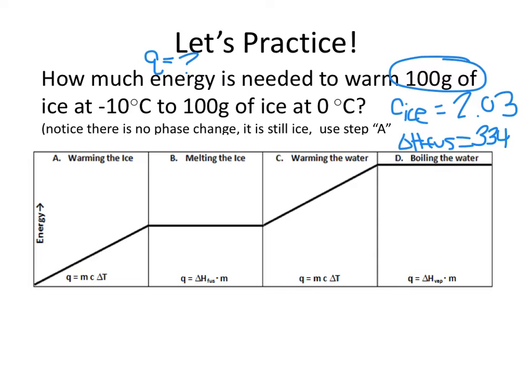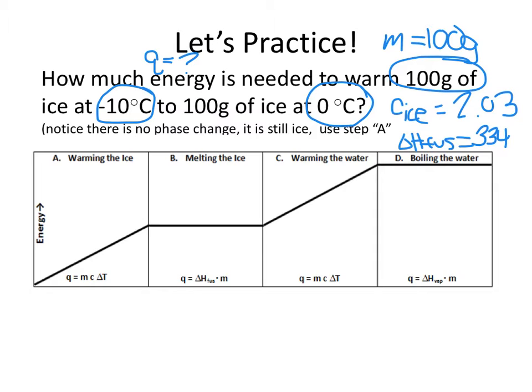So first of all, you've got 100 grams of ice. So that is our mass. Now that mass will stay constant the whole time. So whenever we get equations with M, we know we can plug in 100. That will be nice. Now, we want to warm the ice that's at negative 10 degrees Celsius and turn it into 100 grams of ice at 0 degrees Celsius.